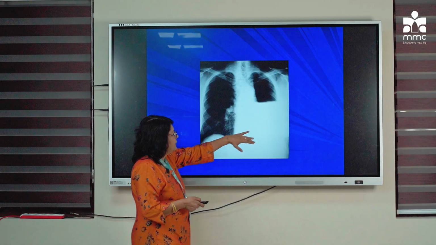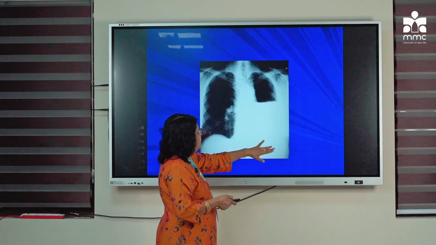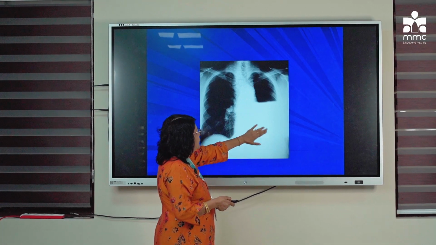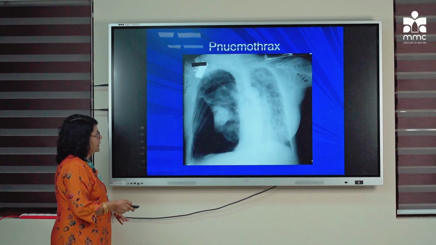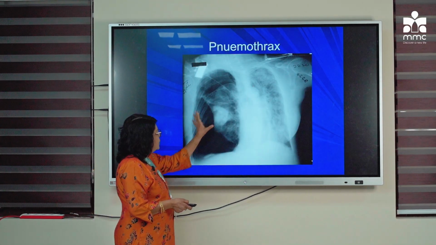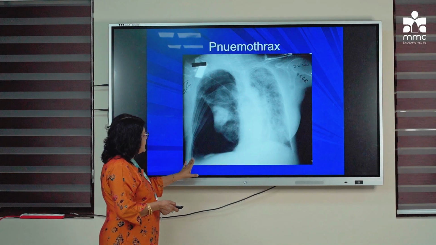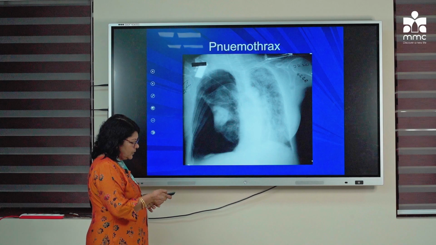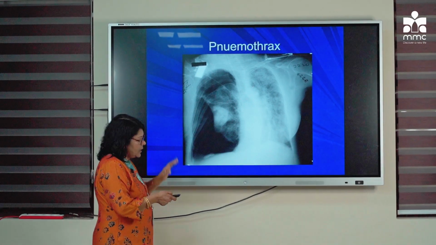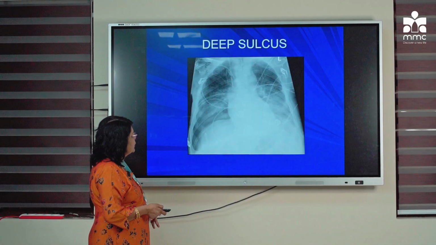Or the CP angle can be filled with fluid, the cardiophrenic and costophrenic angles obliterated because of the fluid, pleural effusion with air, so an air fluid level, so it was a case of hydropneumothorax. Here again the whole of the lung has been collapsed. You can see the blunting of the CP angle because of the air. This is a case of pneumothorax, so a spontaneous bulla in a lung caused pneumothorax.